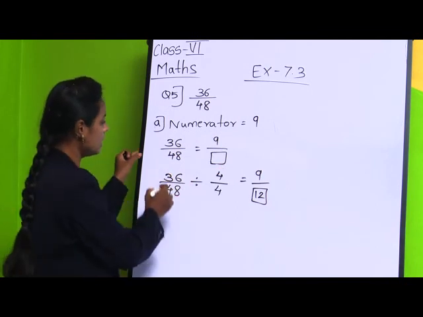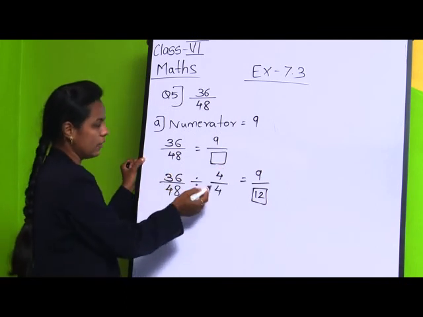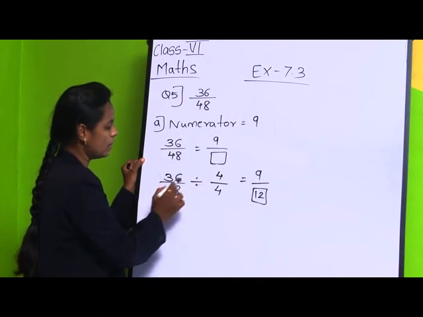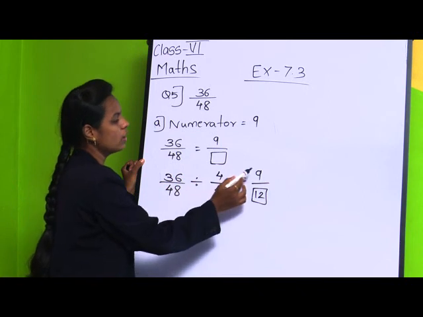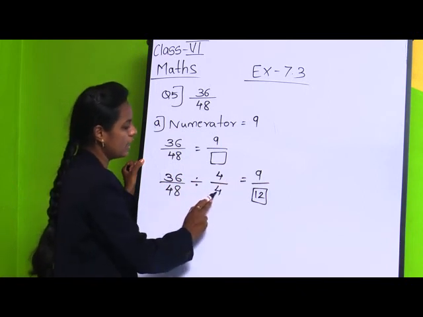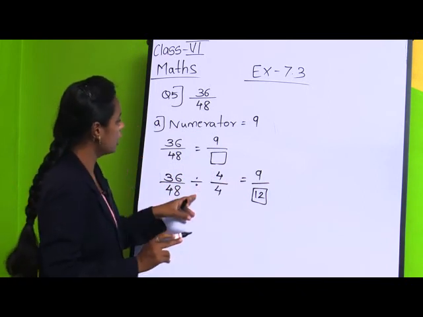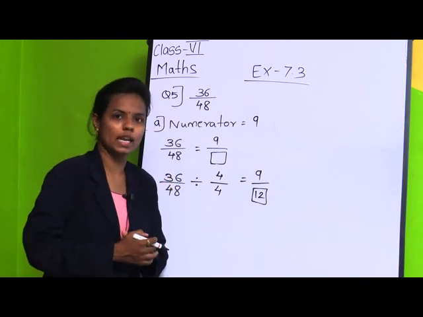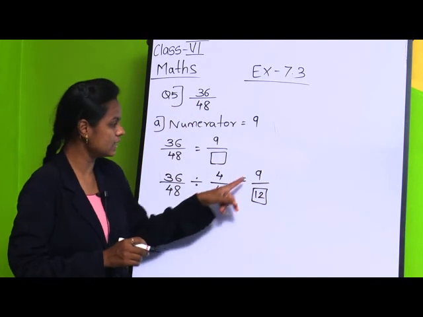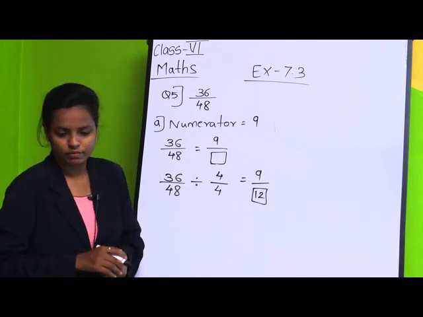So, when the numbers are big we can divide the numerator and denominator by the same number. 36 divided by 4 is 9 and 48 divided by 4 is 12. So, we got the equivalent fraction of 36 by 48, that is 9 by 12. We will see the next question.